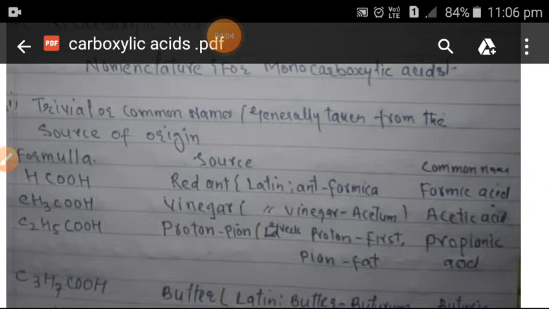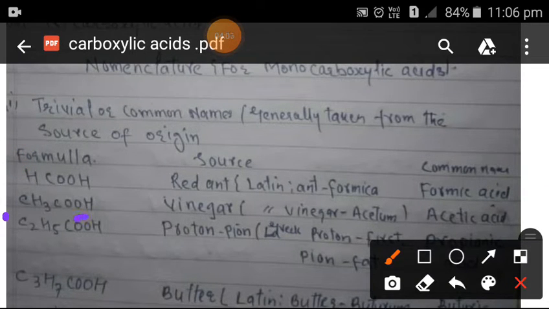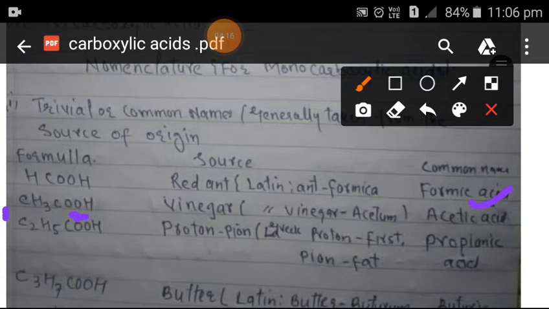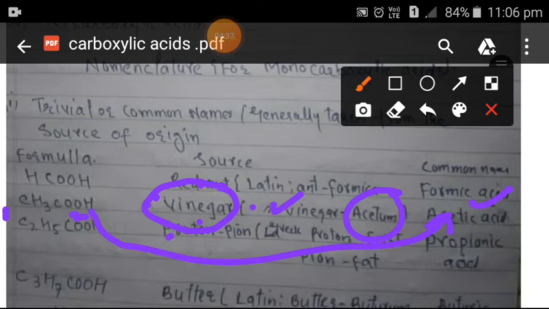Now the second compound is commonly called acetic acid. Acetic acid is taken from vinegar. You know what vinegar is. Vinegar is also a Latin-derived term, coming from the Latin word acetum. So from the Latin word acetum, this is named acetic acid. Its origin is vinegar solution. Clear?